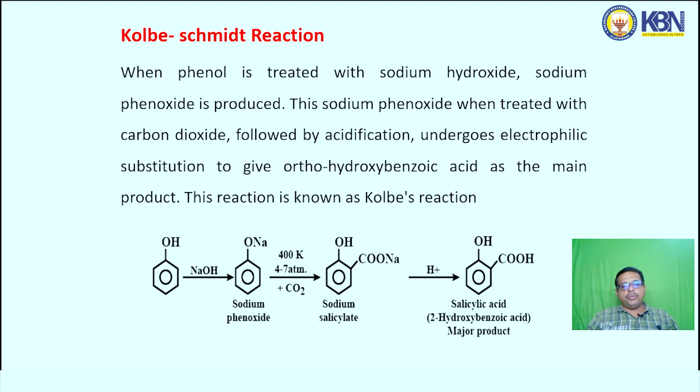So in the given example, phenol is treated with sodium hydroxide. Sodium phenoxide is produced in the first step. The sodium phenoxide is again treated with carbon dioxide at 400 Kelvin and 4 to 7 atmospheric pressure. It will give sodium salicylate, that is the ortho-hydroxybenzoic acid derivative, and then this reaction is called Kolbe's reaction.